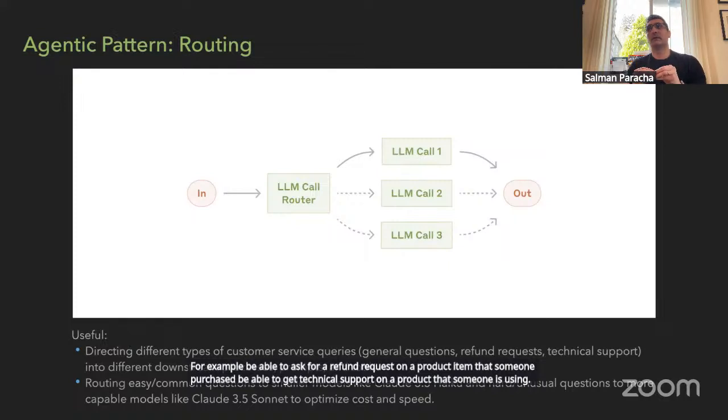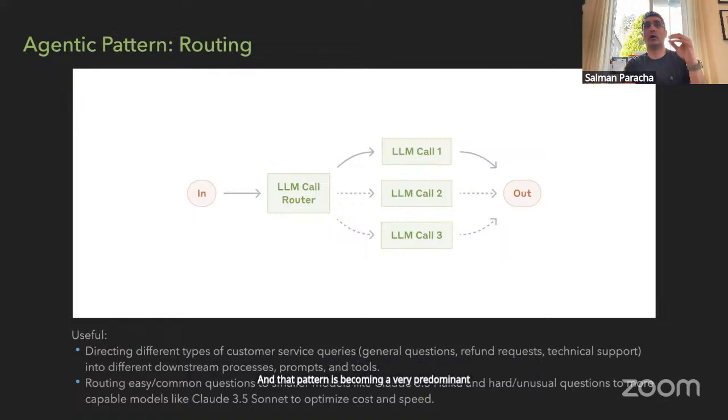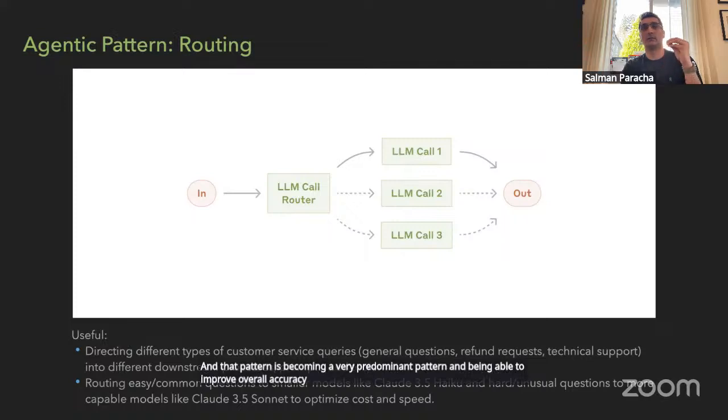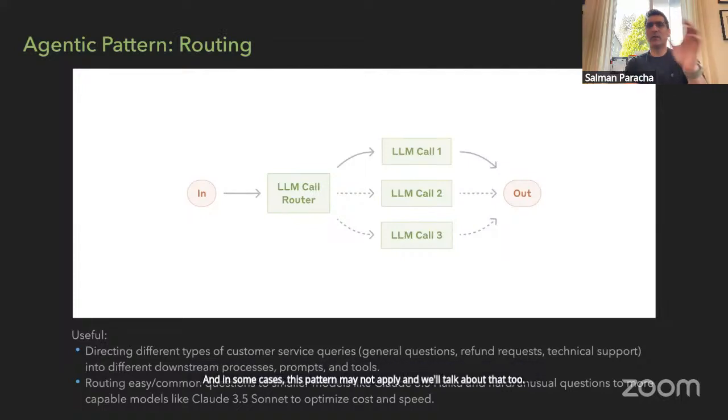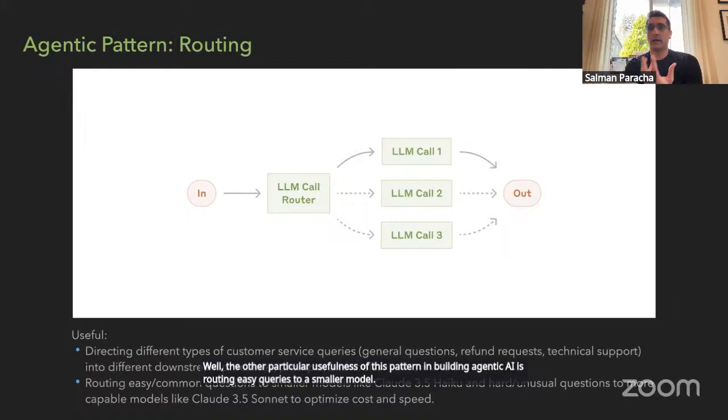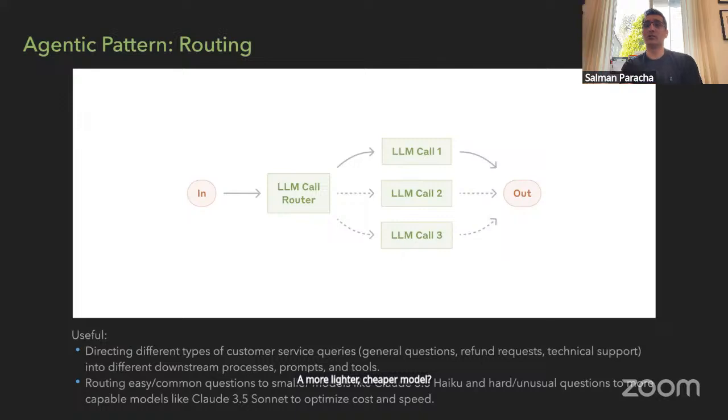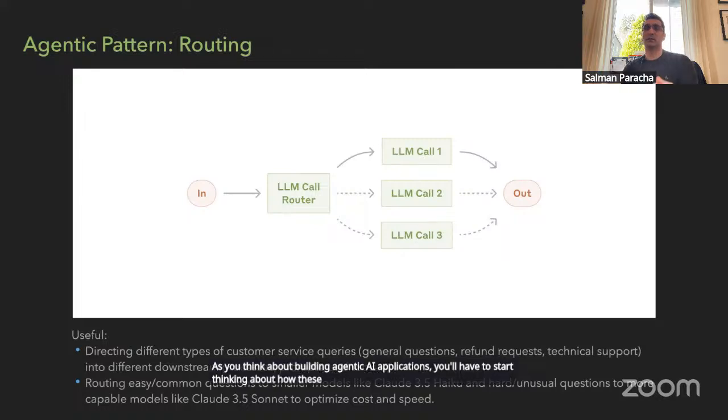And that pattern is becoming a very predominant pattern, improving overall accuracy and the responsiveness of the user experience, because now you have segmented out your application into clearer tasks. And in some cases, this pattern may not apply, and we'll talk about that too. Well, the other particular usefulness of this pattern in building agentic AI is routing easy queries to a smaller, lighter, cheaper model, and the hard and unusual questions to a more capable model. As you think about building agentic AI applications, you'll have to start thinking about how these patterns fit into the user experience that you want to build.